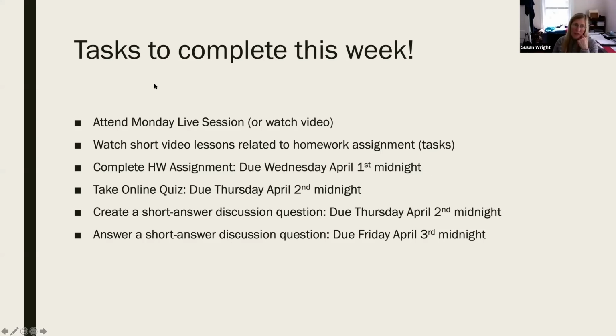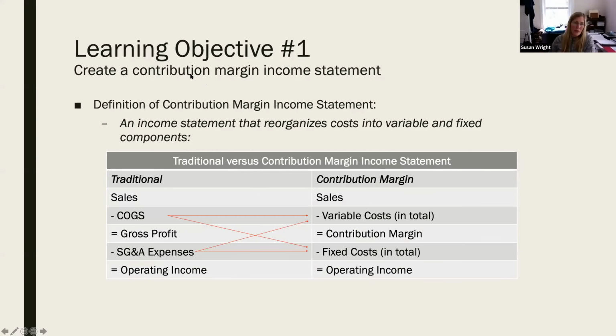Okay, so let's start with our first learning objective, which is creating a contribution margin income statement. And I want to start with what you already know, which is a traditional income statement. So let's review this. In a traditional income statement, you got sales minus cost of goods sold equals gross profit. Then you subtract your SG&A expenses, and that gives you operating income. So we've been doing this format all semester until now.